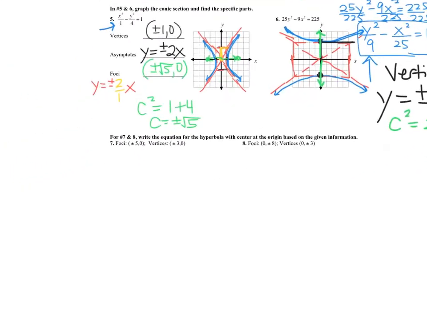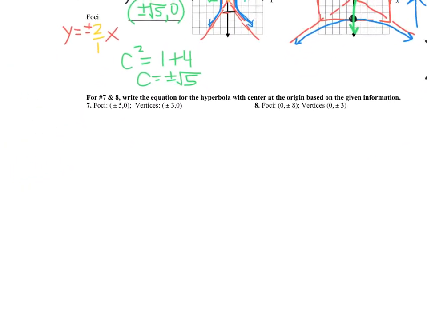All right, 2 more for this lesson. Here we go. So this one, let's see, write the equation of the hyperbola. Center still at the origin, and here's the information given. So we're going to go foci, left and right, 5 and negative 5. We know we're going to use the foci equation. Vertices, 3 and negative 3.